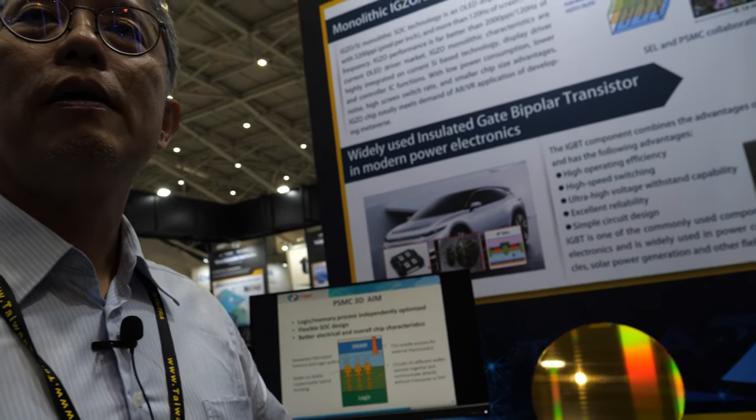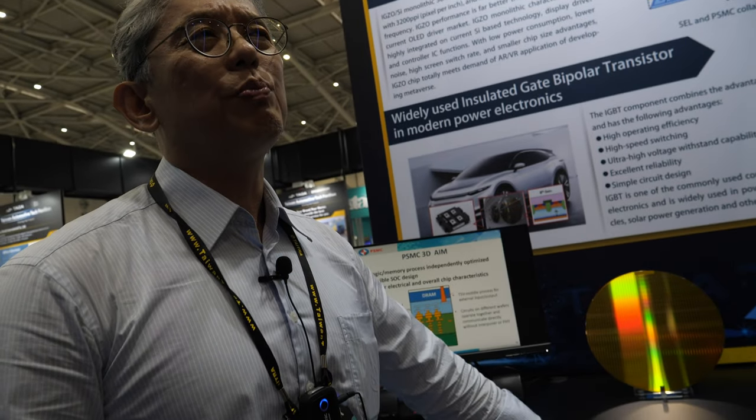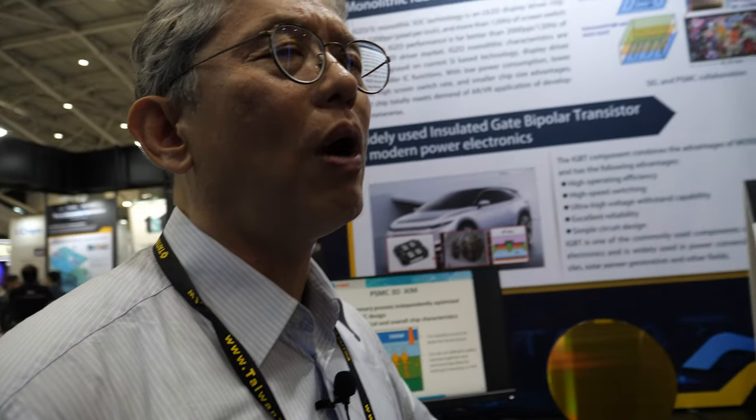The IGBT, what is that? That's a specialized process. The main purpose here is to make the high voltage and high current device. Because you know, when you want to charge your car, you need a very high voltage and high current to shorten the charging time. So the purpose of IGBT is to provide this kind of process for this kind of products.